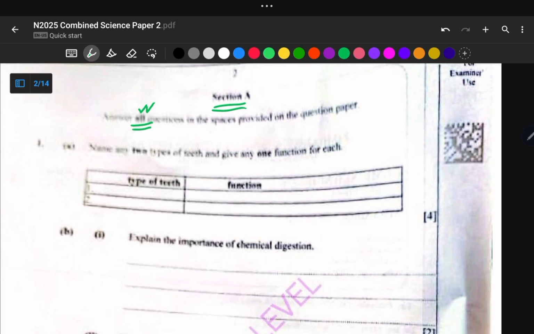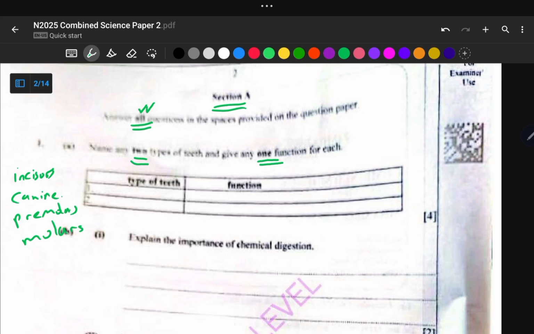So the first part of the question says, name two types of teeth and give one function of each. So we are required to name and to give the function. So we have 4 types. We have incisors, we have canine, we have premolars, and then lastly we have molars, right?